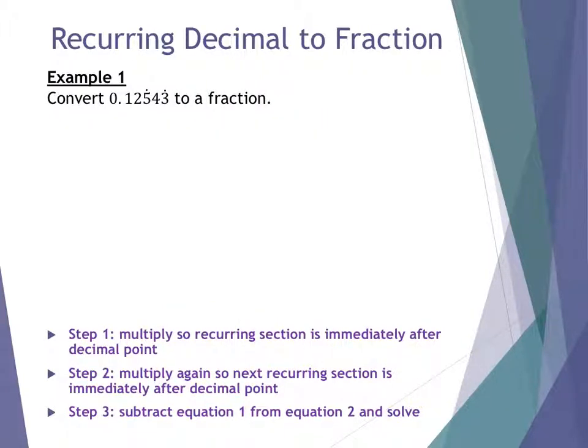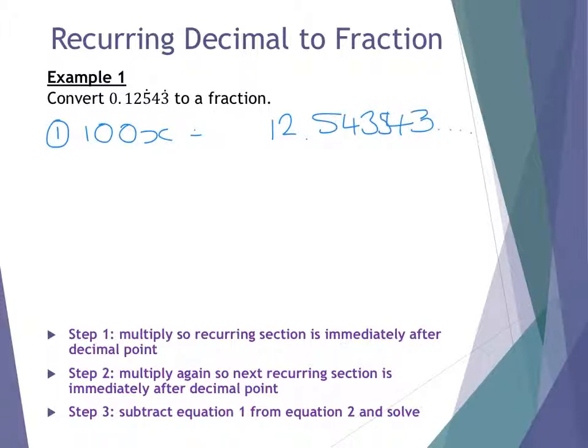Last example, so we've got 0.12543 with the recurring section being the 5, the 4 and the 3, as that's where the dots are. So we're multiplying so that recurring section starts straight after the decimal point. So we want to move the decimal point from here to just before the 5. And to do that we'll have to times by 100. So 100x equals 12.543543, and that's going to keep repeating.